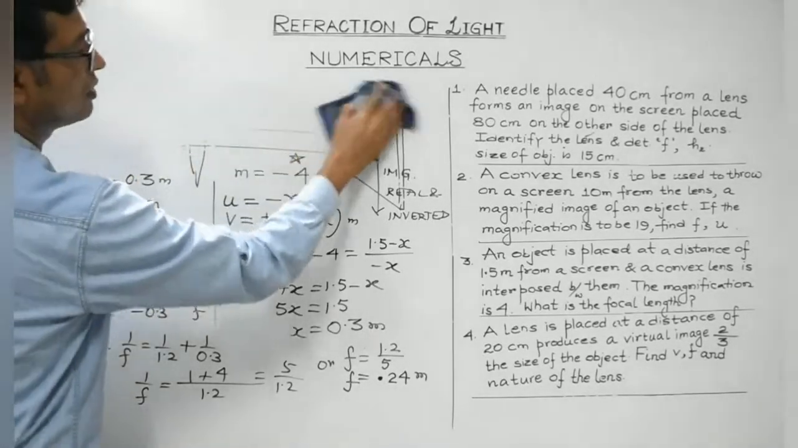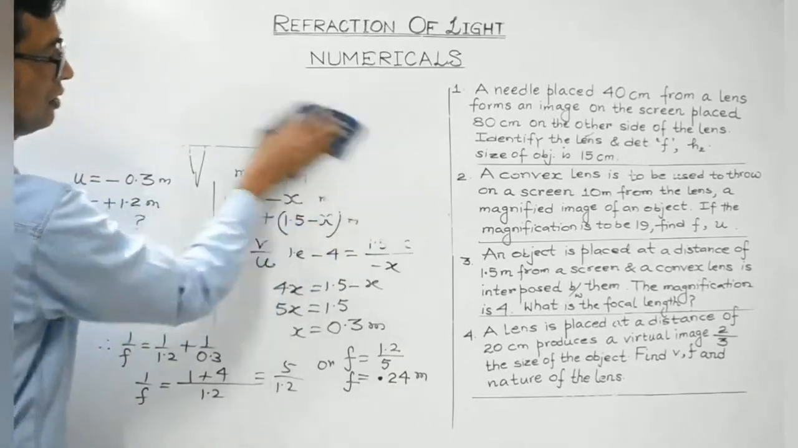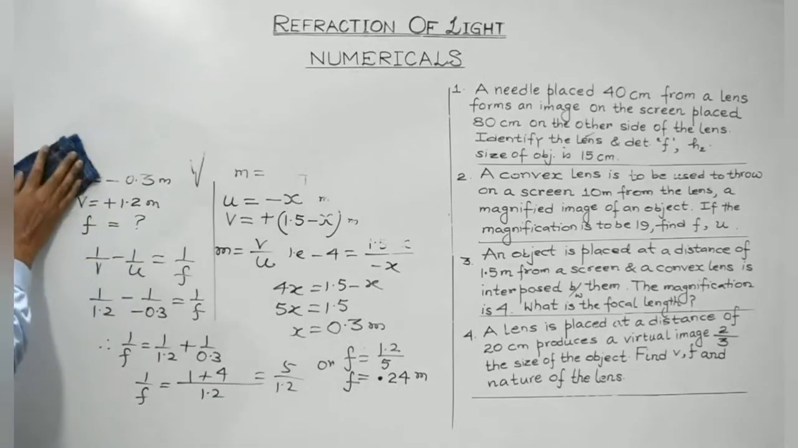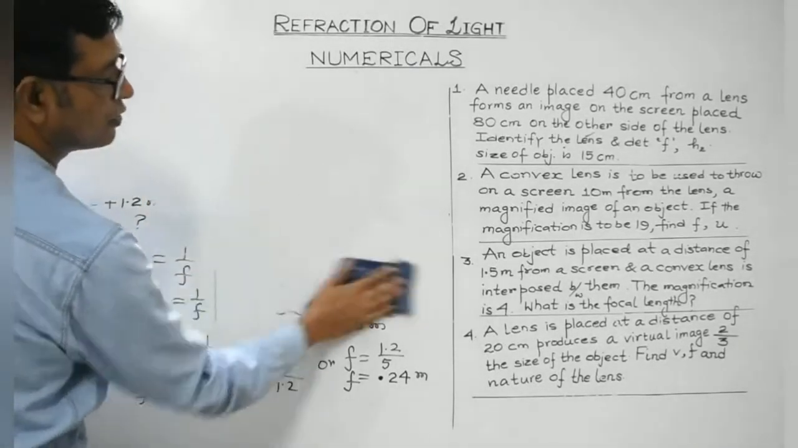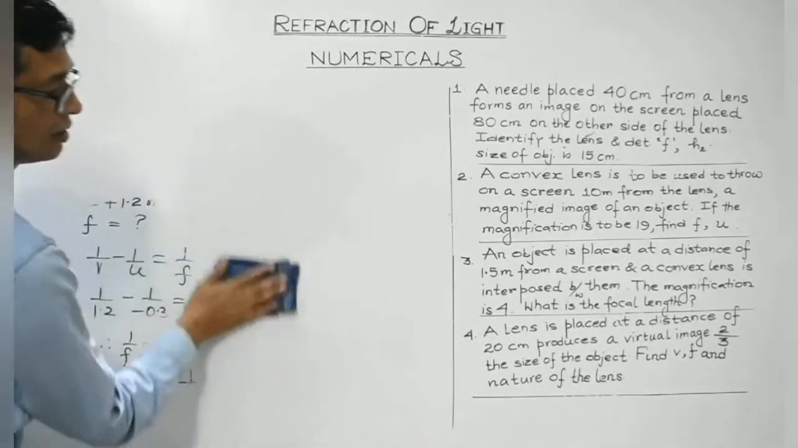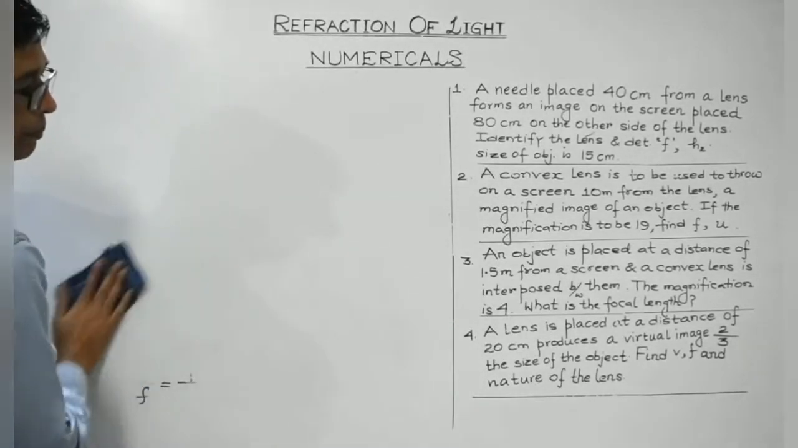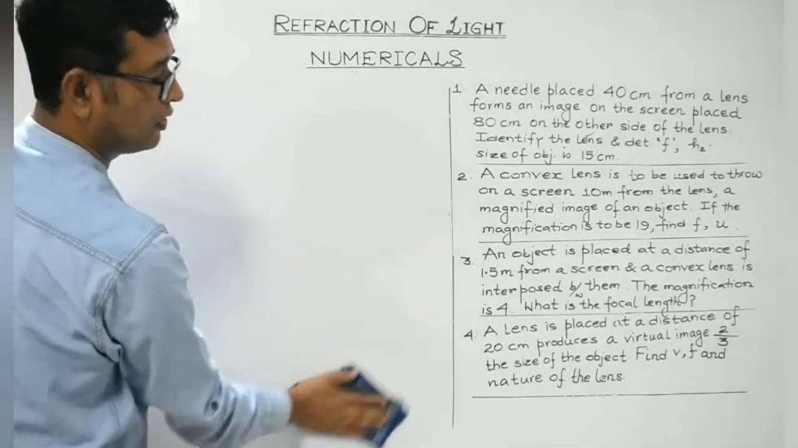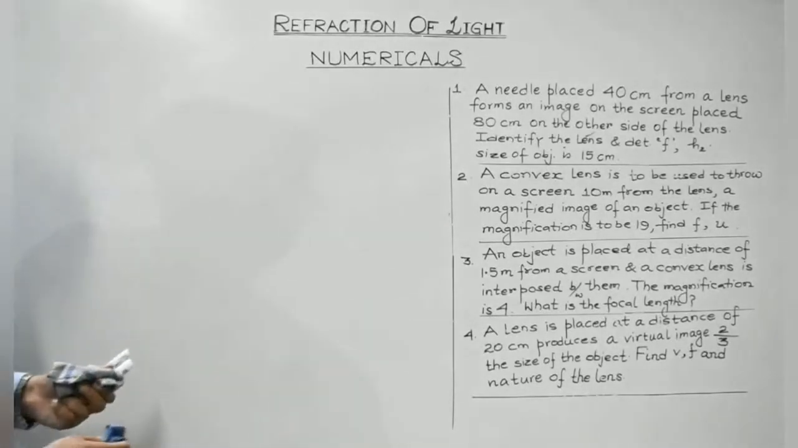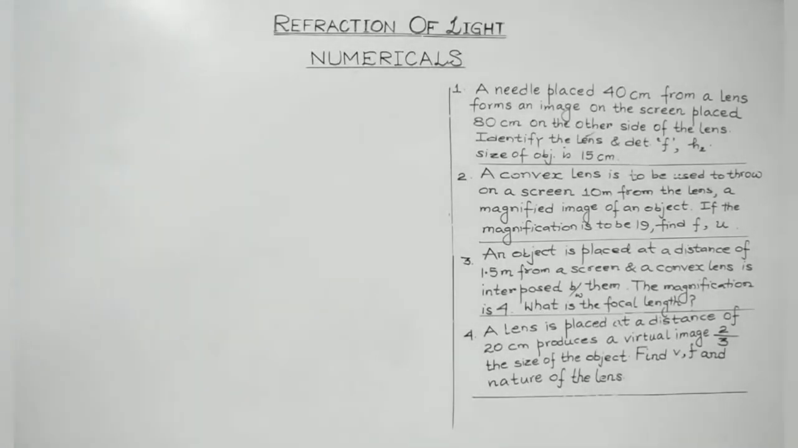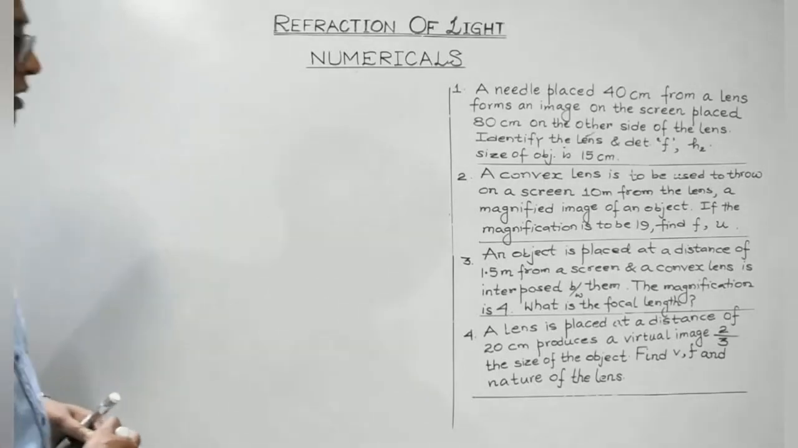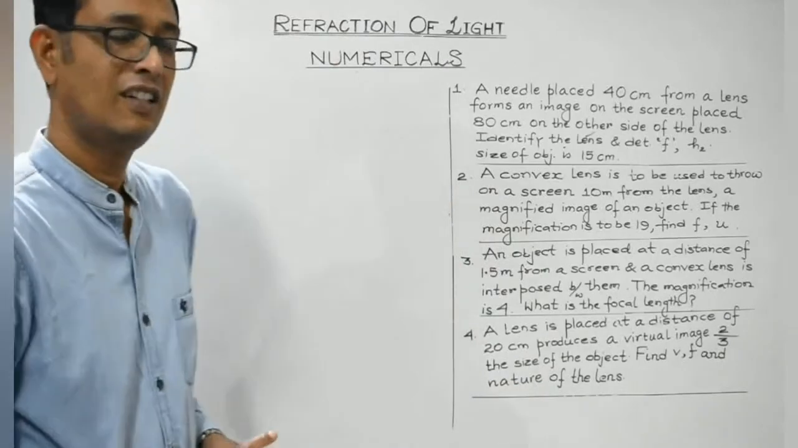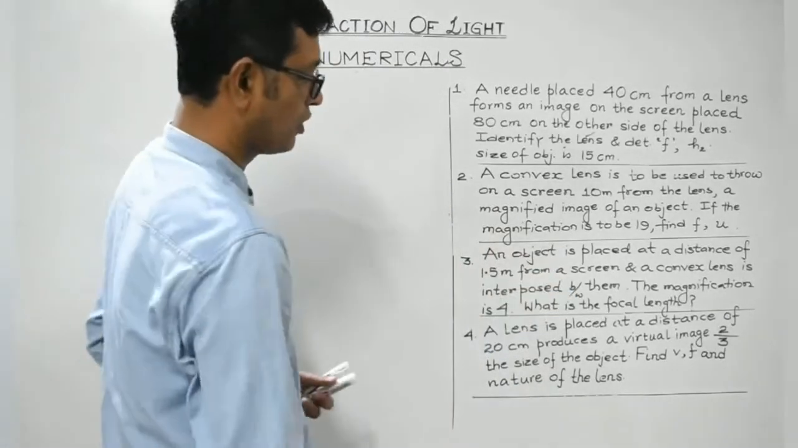Fourth question is, students, just read the question carefully. A lens is placed at a distance of 20 centimeter, produces a virtual image 2 by 3 the size of the object. Find v, f and the nature of the lens. This is also a very interesting question, and without doing any calculation, it can be theoretically predicted regarding the nature of the lens.